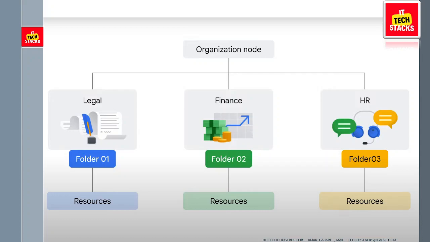The resources in a folder inherit policies and permissions assigned to that folder. A folder can contain projects, other folders, or a combination of both. You can see here a folder can contain one or more folders or a project or a resource or a combination of both.